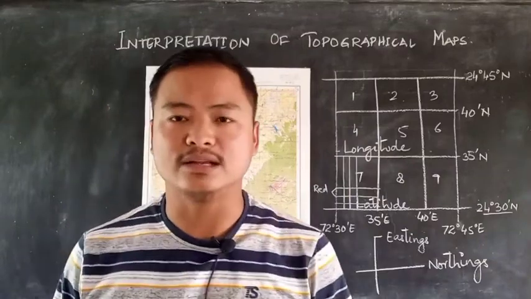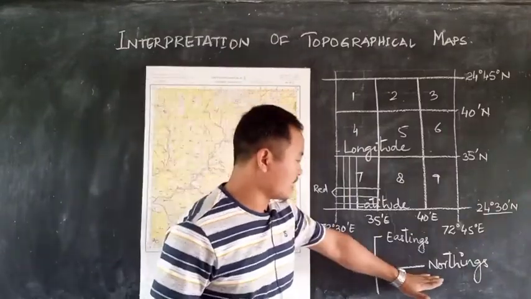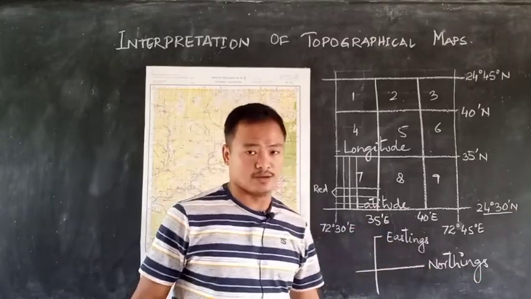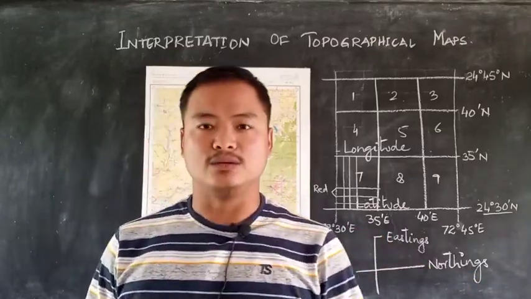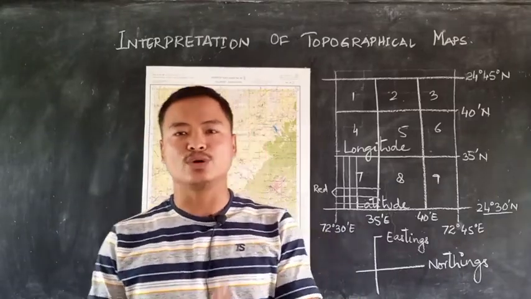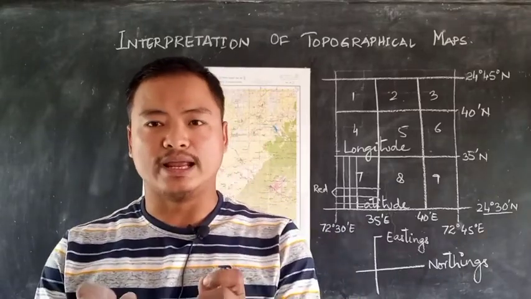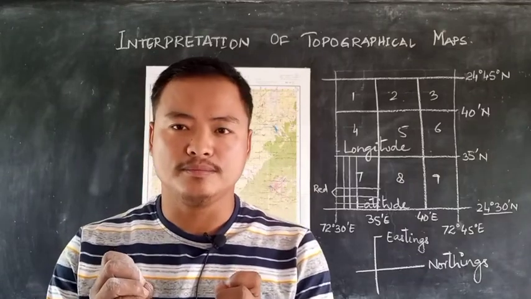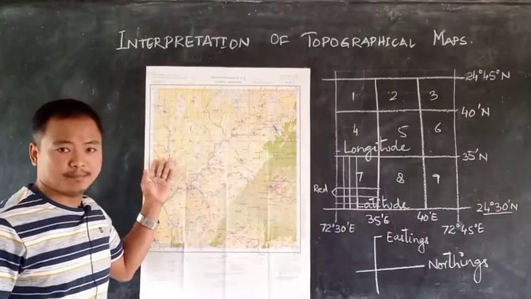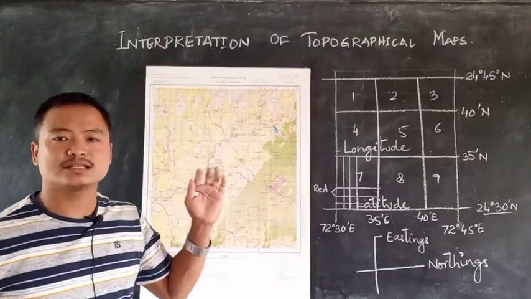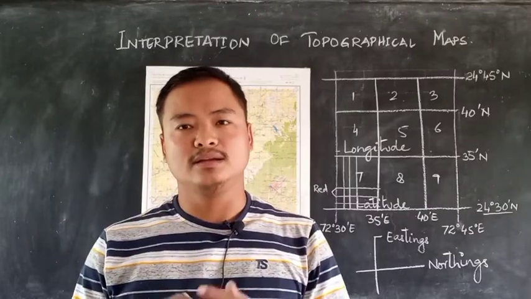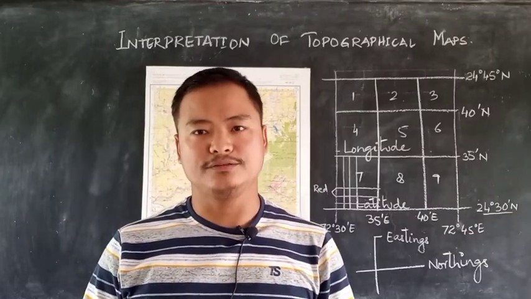So two lines that you need to refer, the horizontal lines are known as northings, while the vertical lines are known as eastings. Now, with the help of these eastings and northing lines, we try to locate places or any man-made or natural feature in this topographical map. So let us now understand how we locate such man-made or natural features.